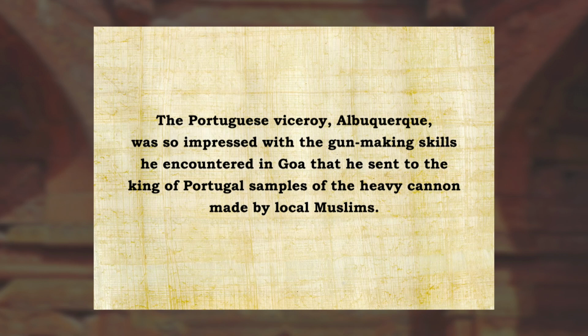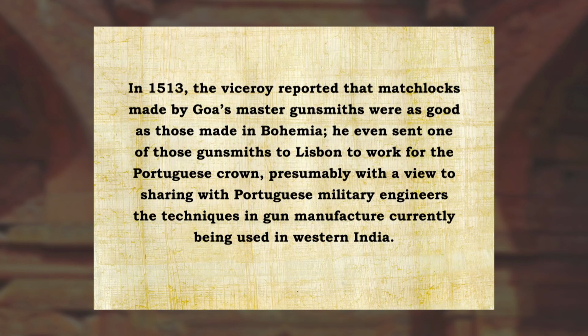The Portuguese viceroy, Albuquerque, was so impressed with the gun making skills he encountered in Goa that he sent to the King of Portugal samples of the heavy cannon made by the local Muslims. In 1513, the Viceroy reported that matchlocks made by Goa's master gunsmiths were as good as those made in Bohemia in Europe. He even sent one of these gunsmiths to Lisbon to work for the Portuguese crown, presumably with a view to sharing with Portuguese military engineers the techniques in gun manufacture currently being used in Western India.